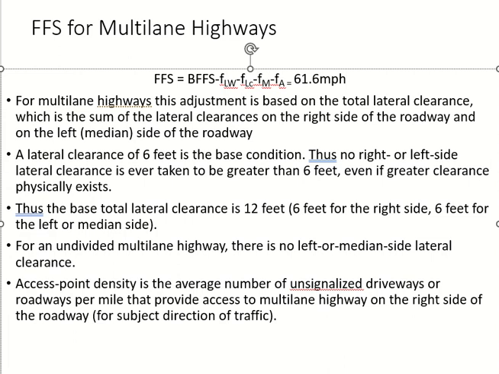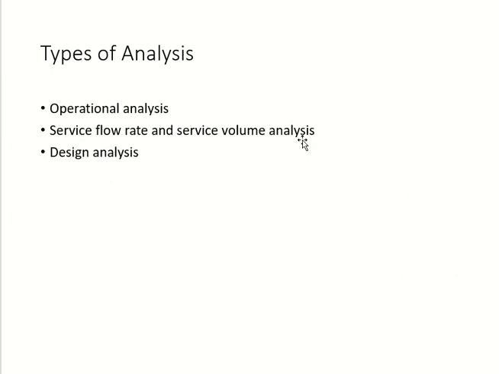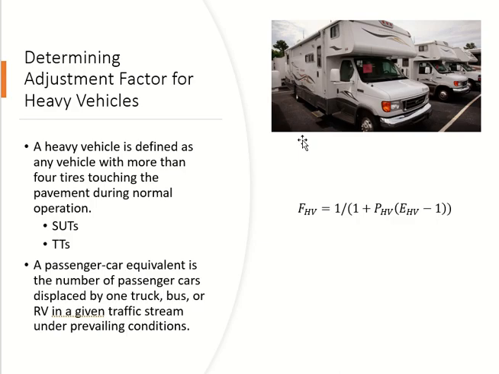Second step is always to find out what? FHP. You wrote it? Very good. FHP equals this. So it depends upon terrain conditions. We need the percentage of heavy vehicles, which is given. And then we need the EHV factor. EHV depends upon terrain.